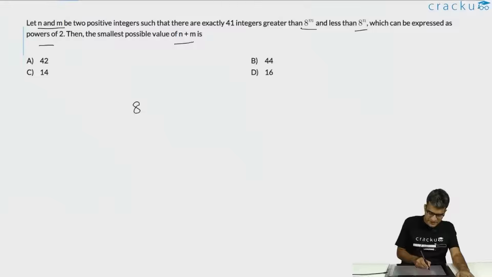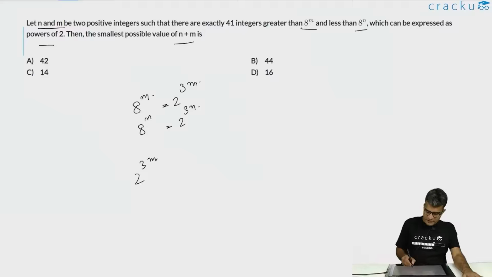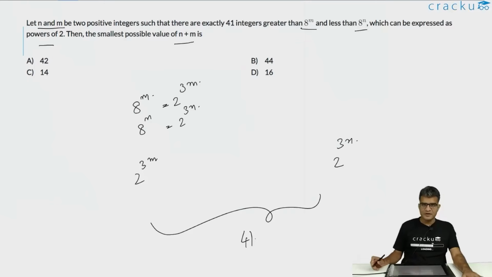What is 8 to the power m? 8 to the power m, if you're expressing it in powers of 2, this is equal to 2 to the power 3m. And what is 8 to the power n? In powers of 2, this is 2 to the power 3n. So you have 2 to the power 3m over here. You have 2 to the power 3n over here. And in between these two, there are 41 powers of 2. What is the next power of 2 after 2 to the power 3m?